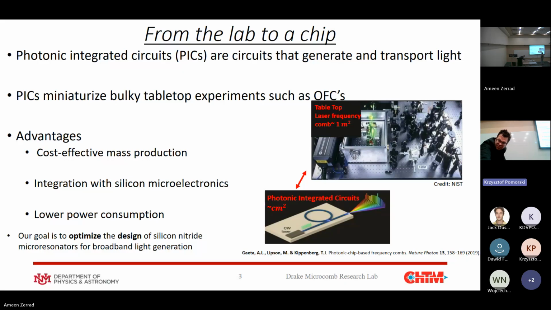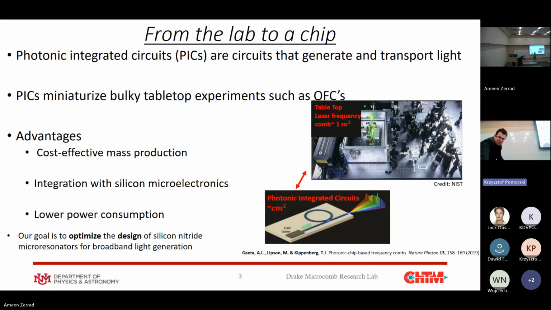A laser frequency comb has all these applications. It could be used for a lot of different fields in physics to leverage this high precision, but it's bulky, tabletop scale, and complex. And so how do we address that problem?